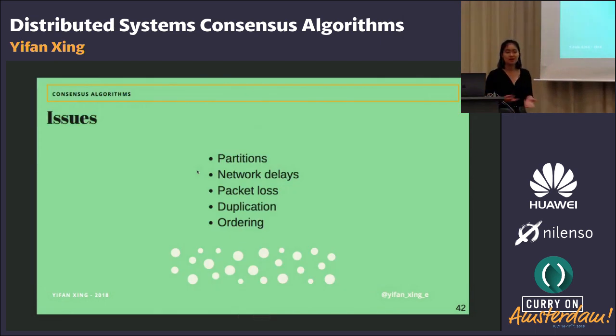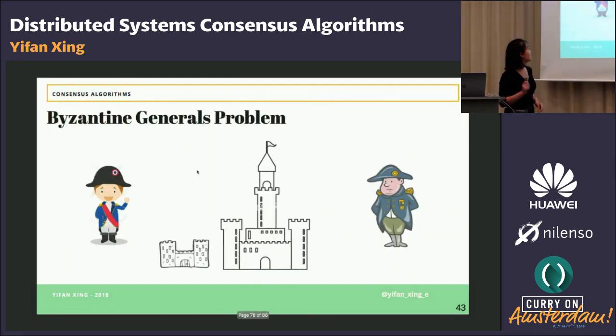The issues mentioned above, partitions, network delays, packet losses, and so on, could be handled by your consensus algorithms if you design and implement them with the mindset of thinking about those problems. However, there's one problem that the Paxos and Raft that I described before cannot handle, which is the Byzantine generals problem.